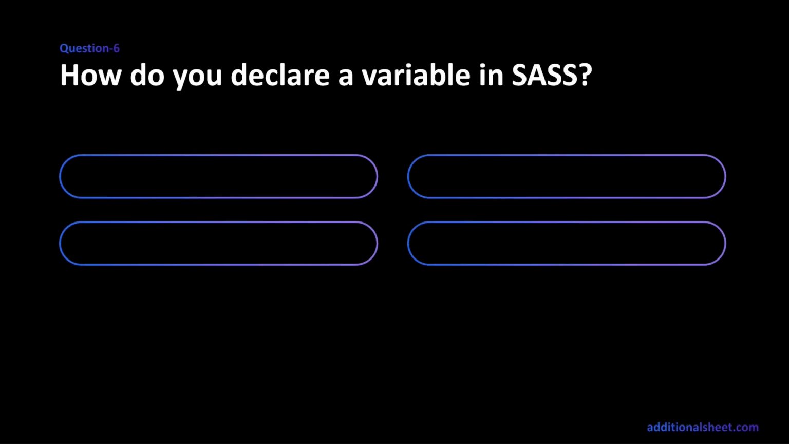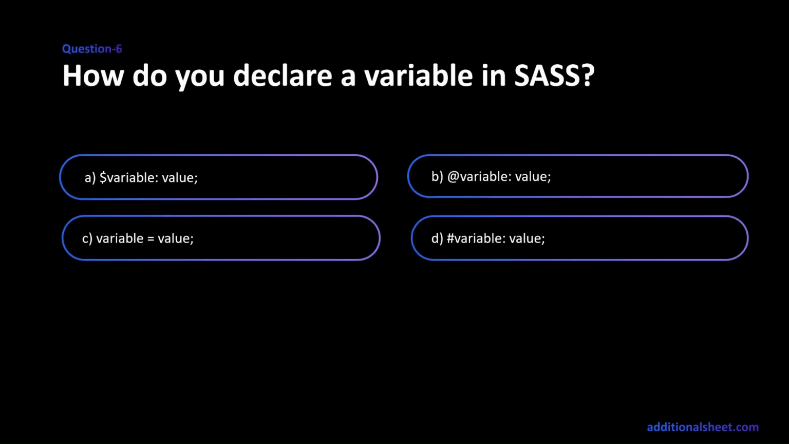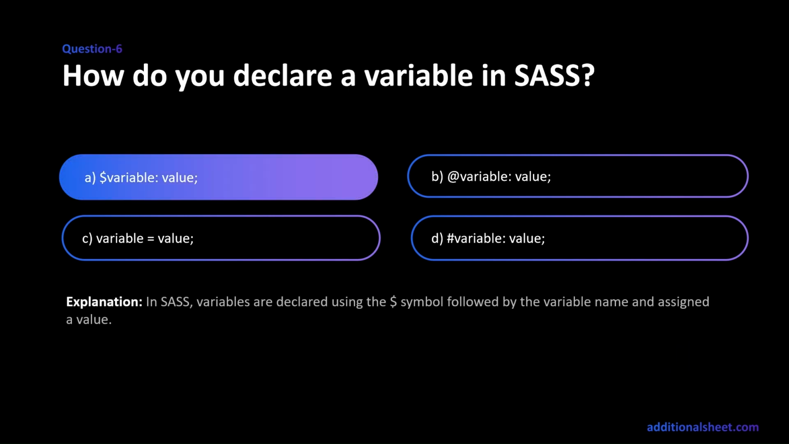Q6. How do you declare a variable in SASS? Options are A. $variable: value. B. @variable: value. C. variable = value. D. #variable: value. Correct answer is option A. In SASS, variables are declared using the dollar symbol followed by the variable name and assigned a value.